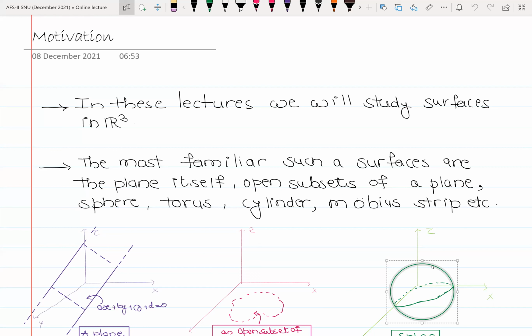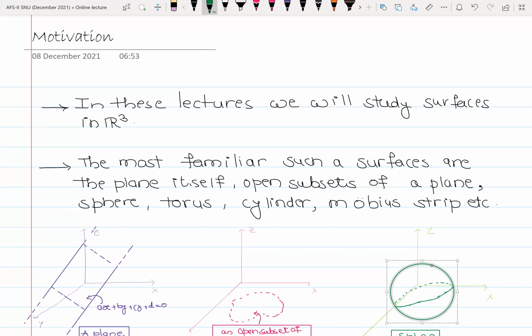Right. So what we are going to study in this particular lecture series is surfaces. And these surfaces we are going to consider within R3 only, so we can see them with our eyes, because beyond 3 we can't see it. And as many of you are familiar with these things, right?